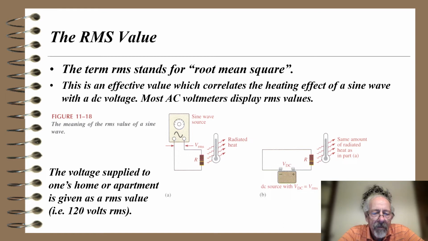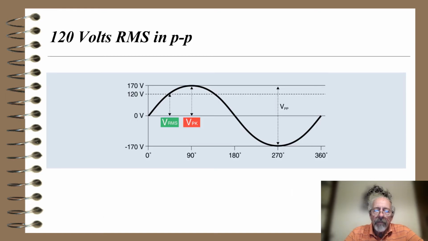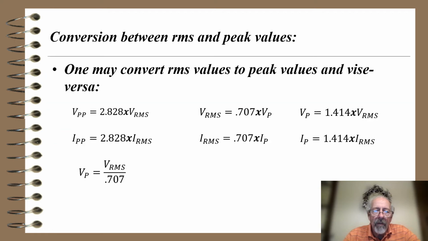The voltage supplied to one's home or apartment is given as an RMS value, and basically it's 120 volts RMS. Now, 120 volts RMS in peak to peak is shown here. Basically, the peak-to-peak voltage is 340 volts for 120 volts RMS, shown in this diagram.